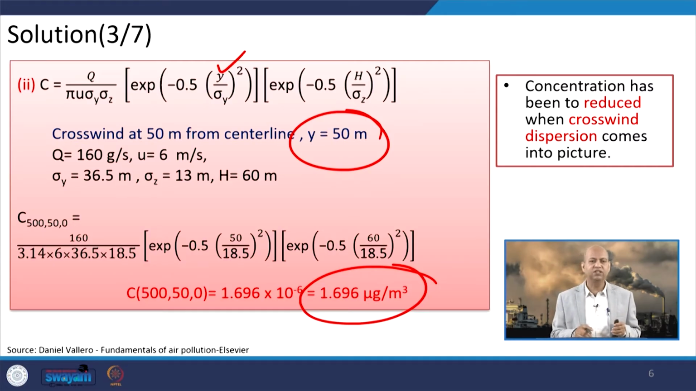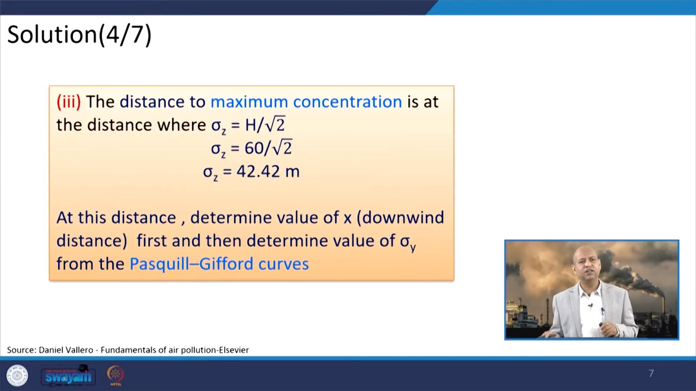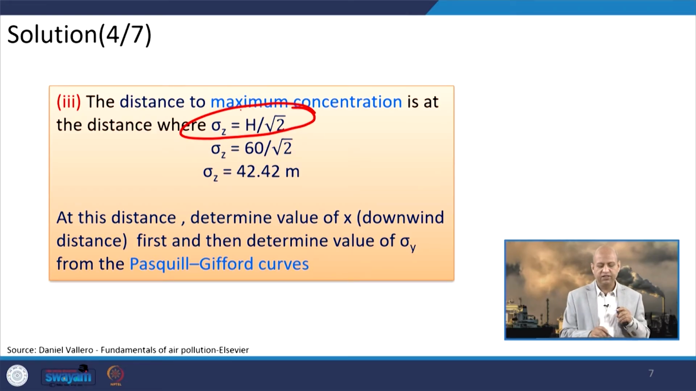So, this is the concentration at the 50 meter away lateral distance from the center line. Now, the third exercise is that we need to calculate the distance where maximum concentration occurs, and we know the particular relationship: sigma z is equal to h divided by square root of 2. This is the distance where maximum concentration occurs, this is the empirical relationship. So, h is 60 meter effective stack height, divided by root 2.